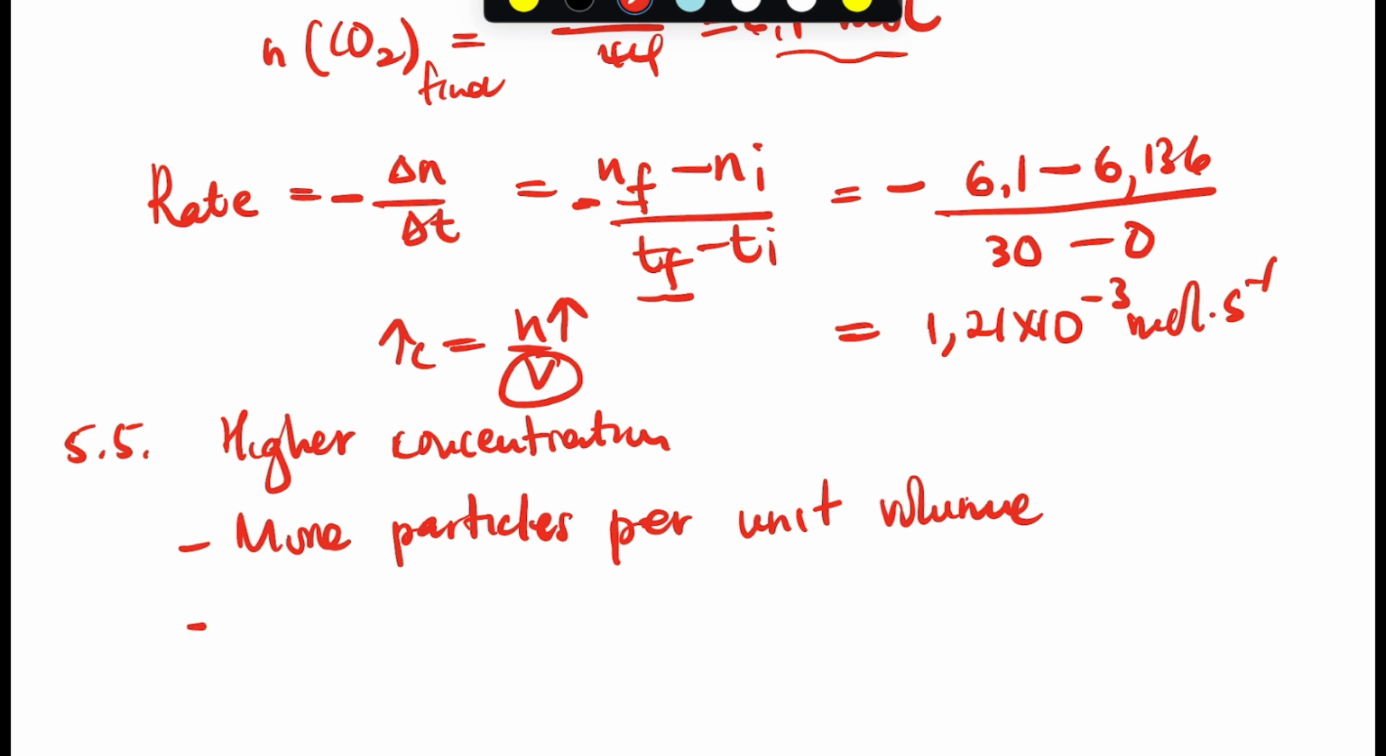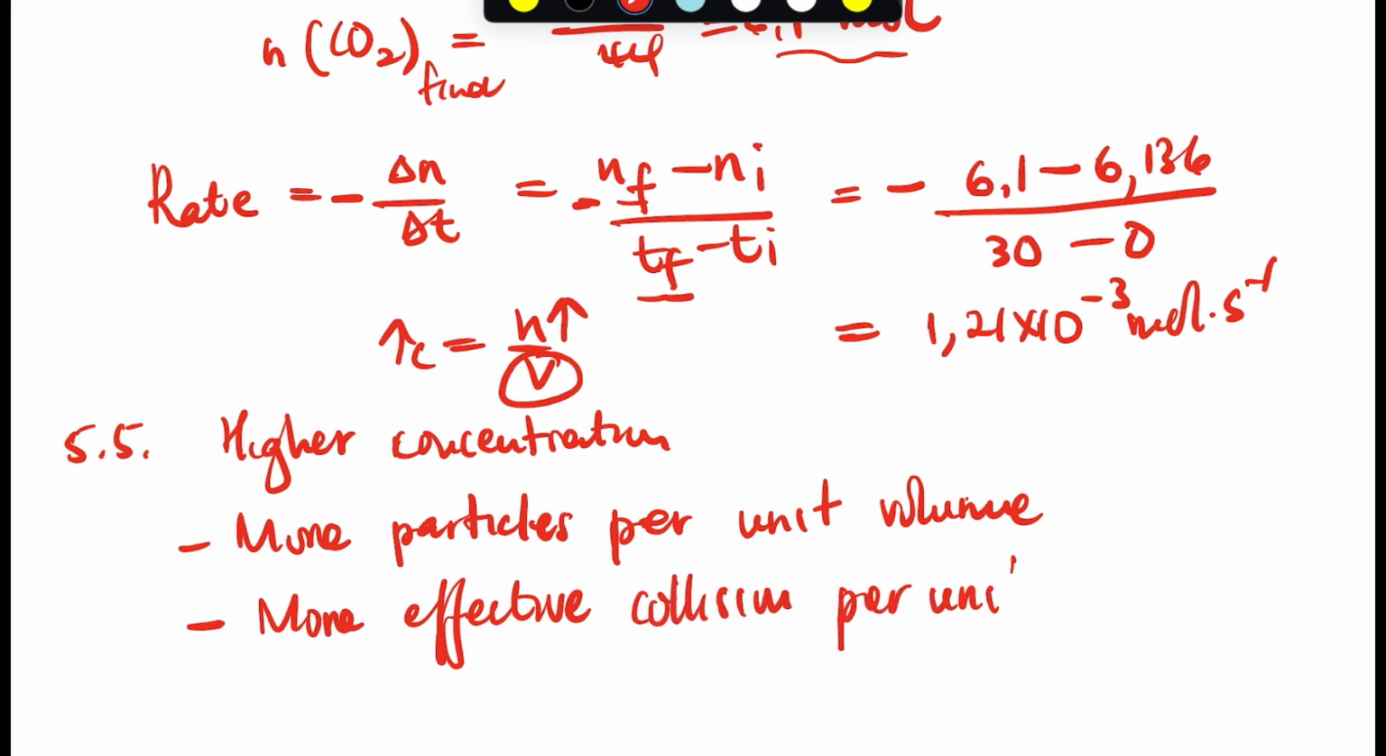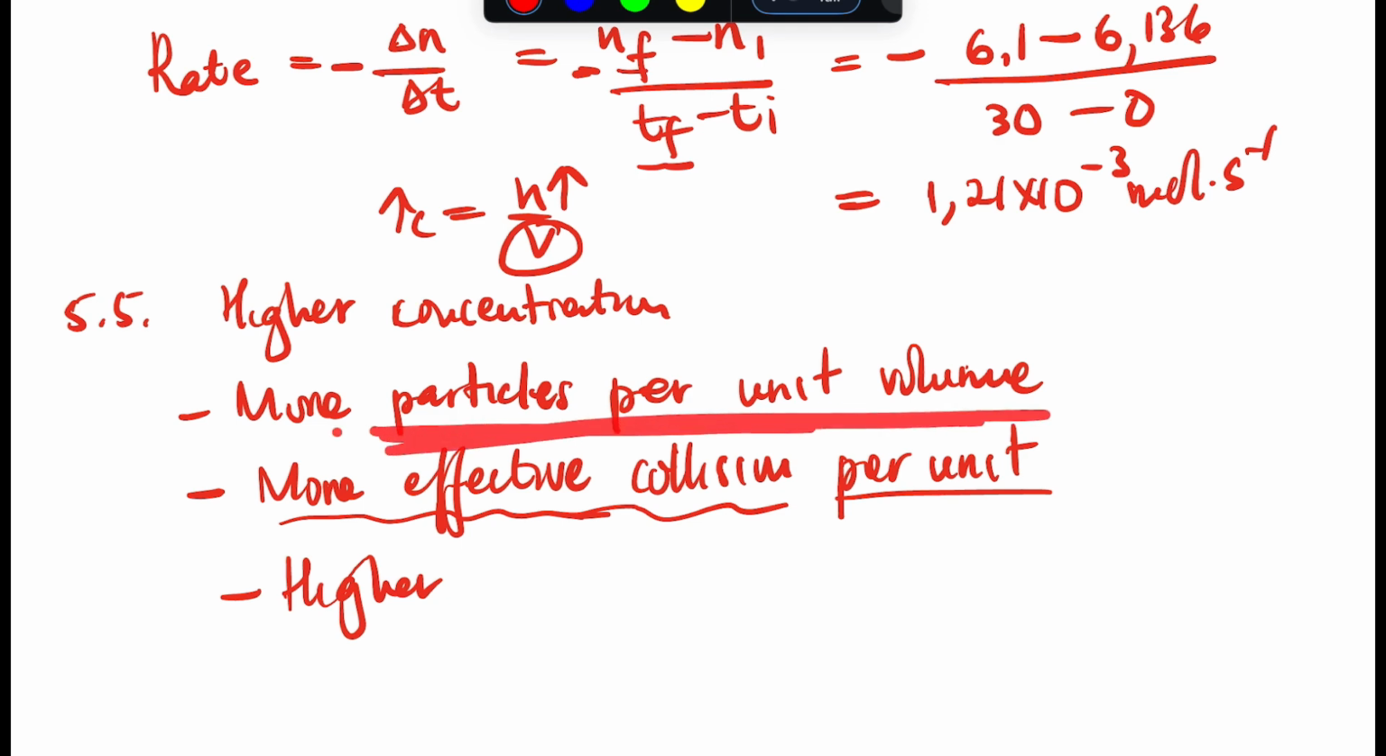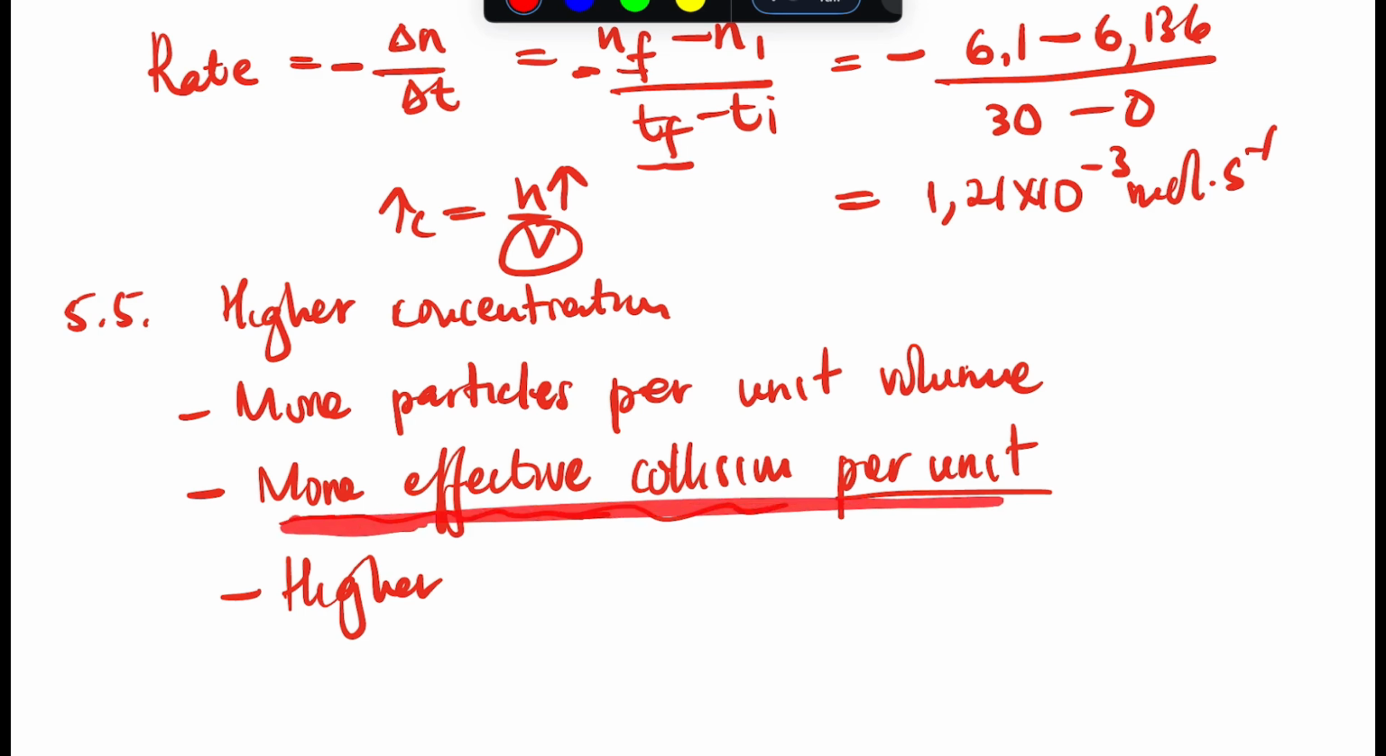There will be more particles per unit volume, and then secondly, you'll say there will be more effective collisions per unit time. Very important to not just say more effective collisions. You need to say more effective collisions per unit time, right? And then lastly, there will be what? A higher. Remember, it's 3 marks. Whenever you talk about the concentration, guys, there must be the particles per volume, and always the more effective collisions.